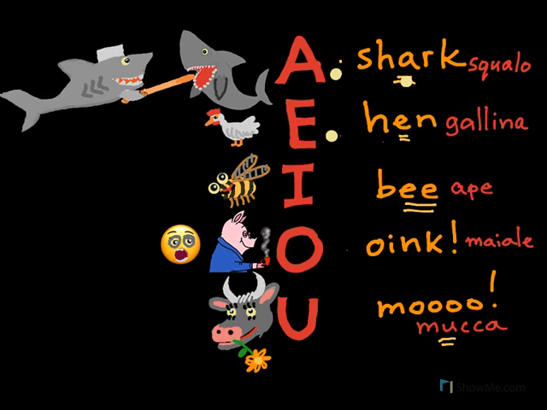Then you have the letter I, and this one is as in the English word bee. In Italian, it is ape. Then you have O, and remember, if you want to make the correct O in Italian, you have to make that shape of the letter O with your mouth. If you don't, it will not come out right.